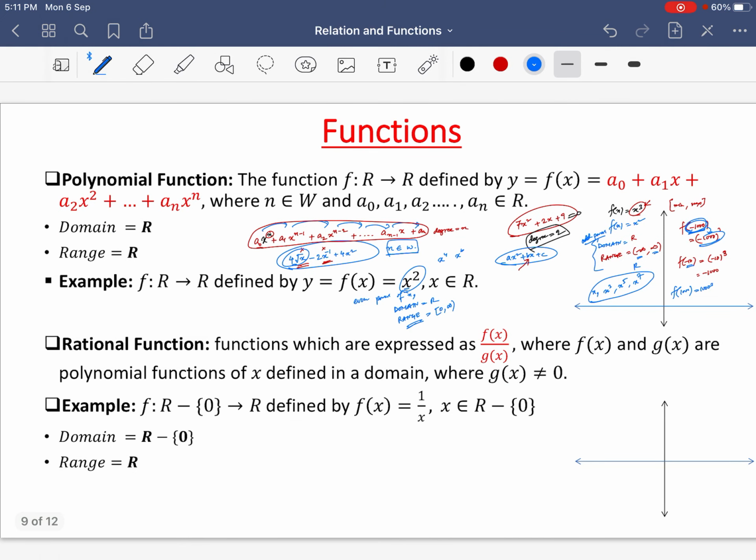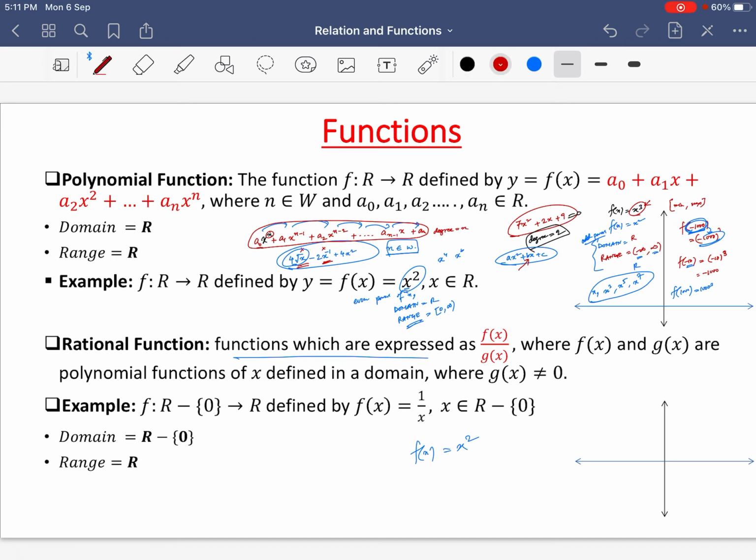Now we have rational functions. Now what are rational functions? Functions which are expressed as f(x) by g(x). So what have we done till now? f(x) is equal to x, like this way we are having functions like this, and we have also written f(x) equal to x square. I got functions like this also. But now, functions which are expressed in the form of f(x) by g(x), just like the rational numbers we studied. What is a rational number?